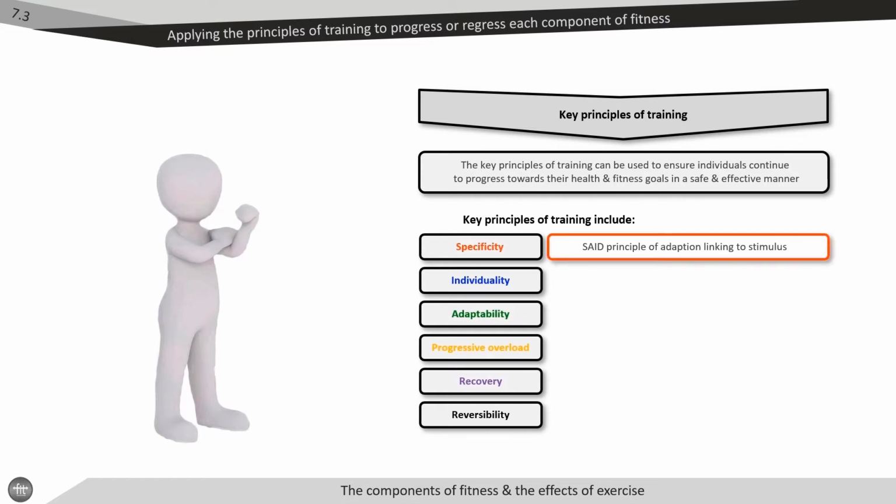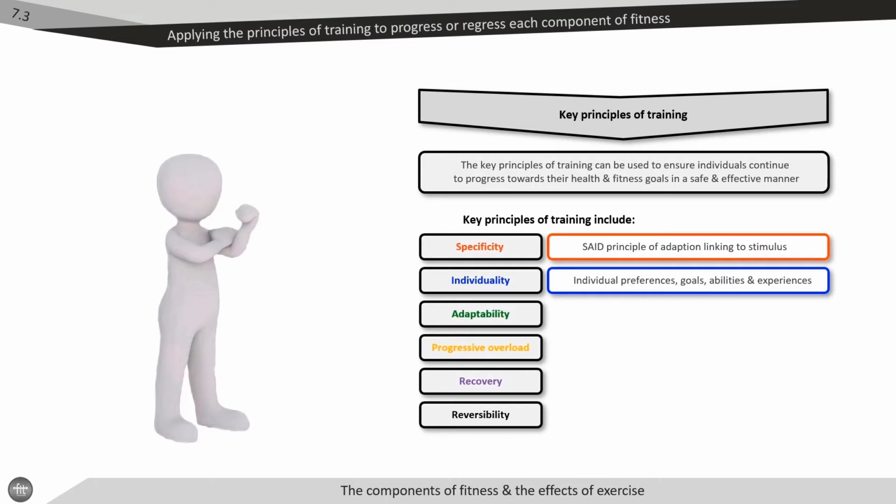Specificity is known as the set principle of training and is where a specific adaptation will be brought about by a specific training stimulus. For example, if somebody wishes to develop their speed to be able to run faster, then they will have to train their speed for these specific adaptations to take place. This is possibly the key principle in training and adaptation, and we will look at this principle in more detail in the next slide.